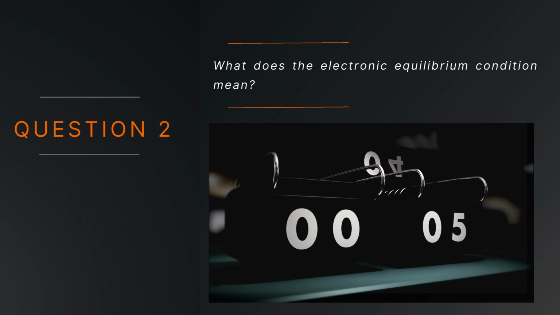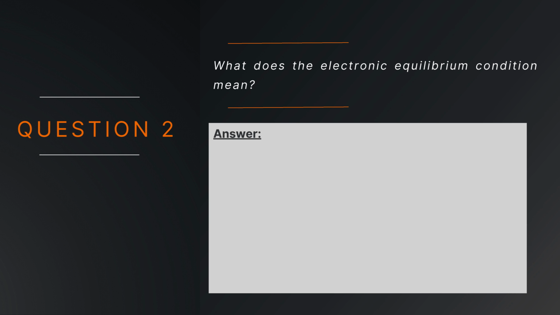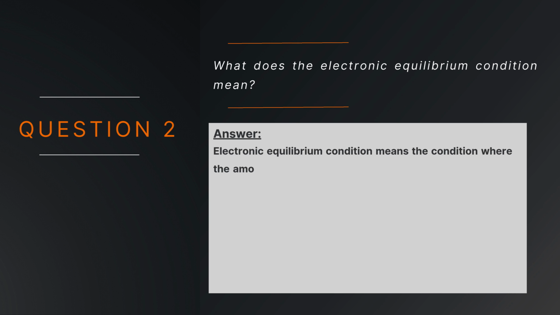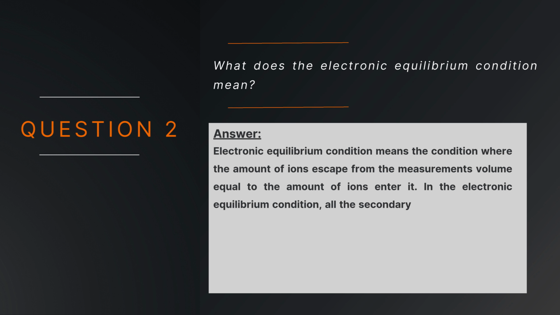Question 2. What does the electronic equilibrium condition mean? Electronic equilibrium condition means the condition where the amount of ions that escape from the measurement volume equals the amount of ions that enter it. In the electronic equilibrium condition, all the secondary electrons produced are fully absorbed in the measurement volume.